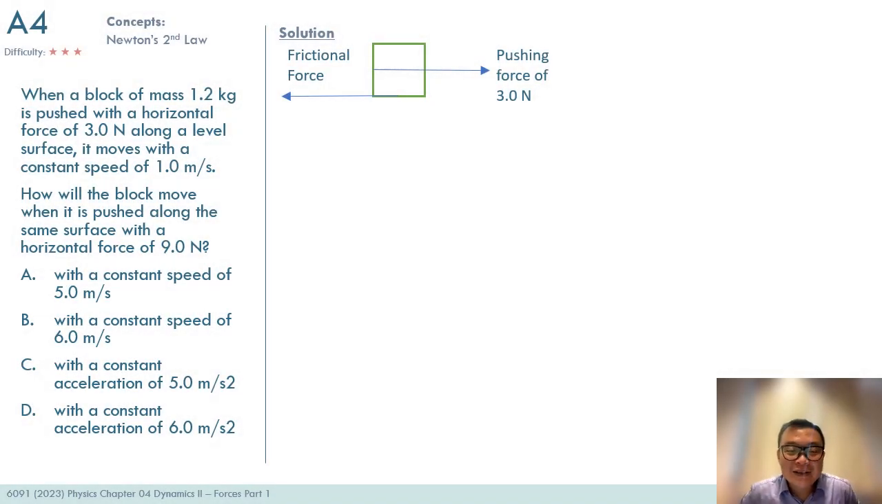This question is a Newton's second law question. So you are given two scenarios. The first scenario is when the box moves with a constant velocity. So we will first use this scenario to determine what is the value of the frictional force.